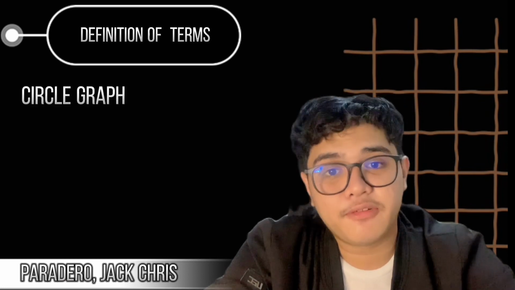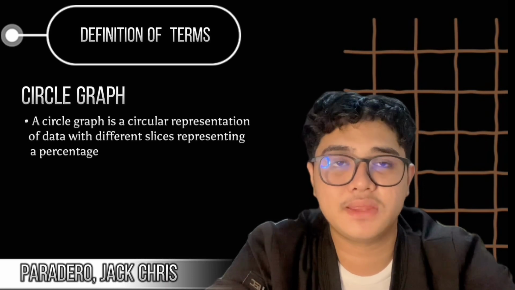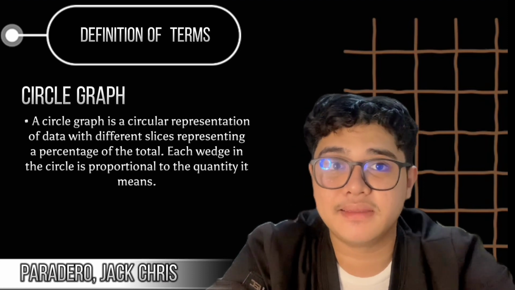We will be discussing some terminologies before we proceed with the actual problem of the circle graph. Now, to begin with, let's define the circle graph itself. A circle graph is a circular representation of data with different slices representing a percentage of the total. Each wedge in the circle is proportional to the quantity it represents.